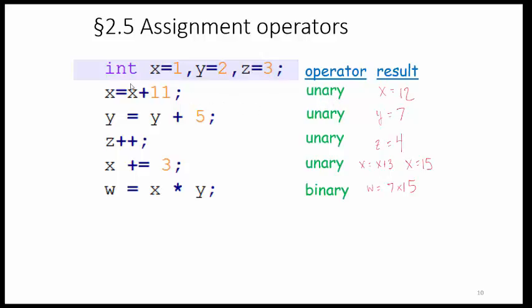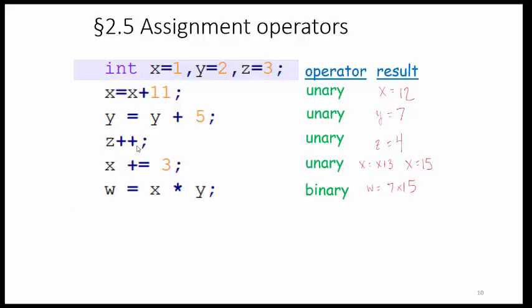is this kind of an operator, called a unary operator, because it means that x gets whatever the value of x is right now plus 11. So x was 1, so x becomes 12. It's unary because there is only one variable to the right of the assignment operator.